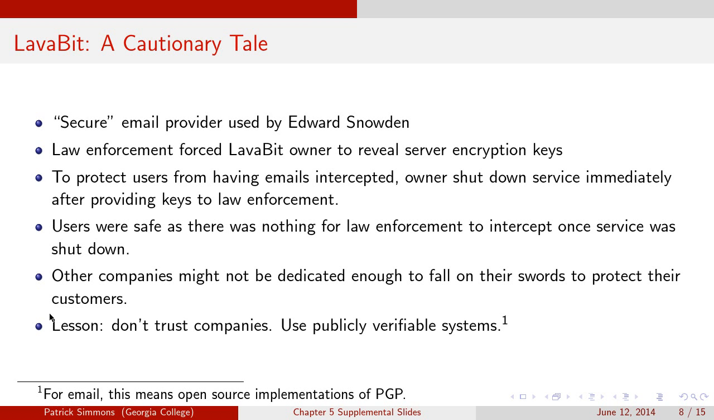There are rogue employees in the companies. How many people work for Google? Is any one of them unethical enough to perhaps spy on people's emails? We know that's happened, not too many times, but it has happened. So basically, it's best if you take your privacy into your own hands, which means using publicly verifiable systems for your security.